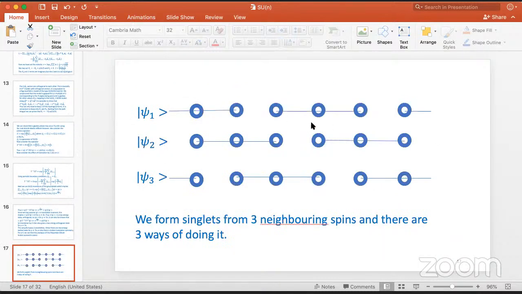So for p equals 1, we can find the analog of the Majumdar-Ghosh broken symmetry states. If we have p equals 1, we can combine three sites to form a singlet, and we have three different ways of doing it. So it's the analog of Majumdar-Ghosh, but we have three different states. We're forming singlets from three neighboring spins, and there are three ways of doing it.